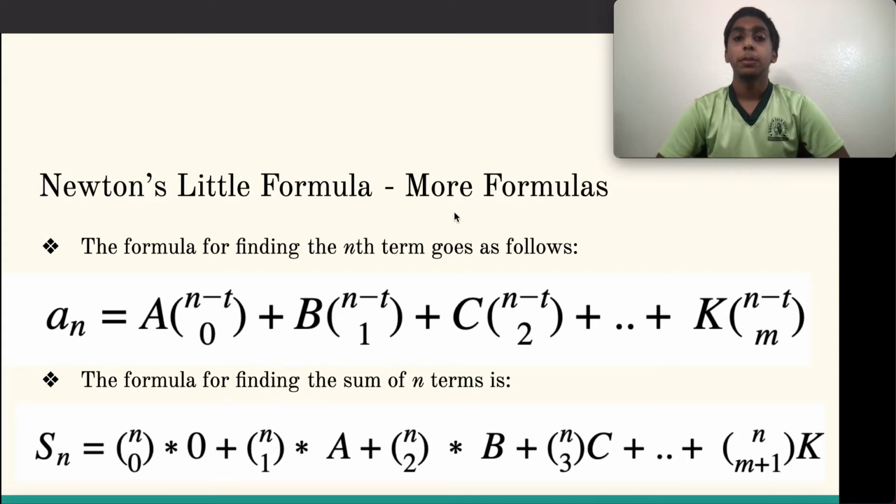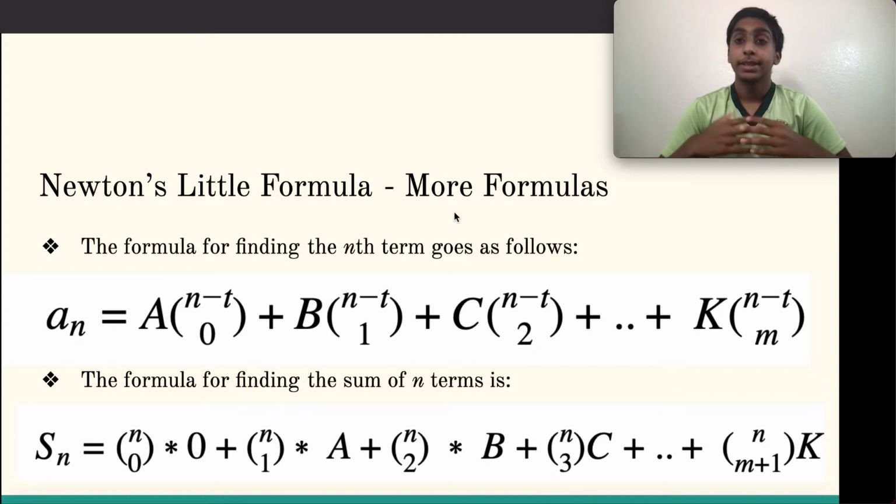Right. So the formula for finding the nth term of any sequence goes as follows. A of n, which simply means the nth term, is equal to a into the combination of n minus t choose 0, plus b into n minus t choose 1, plus c into n minus t choose 2, plus so on until you get to k into n minus t choose m.